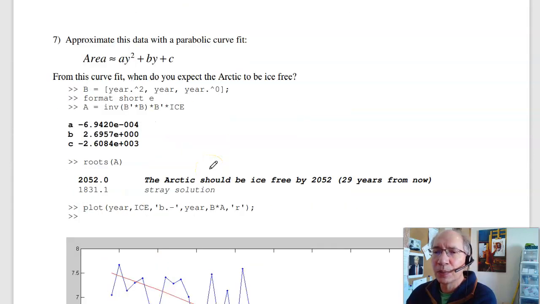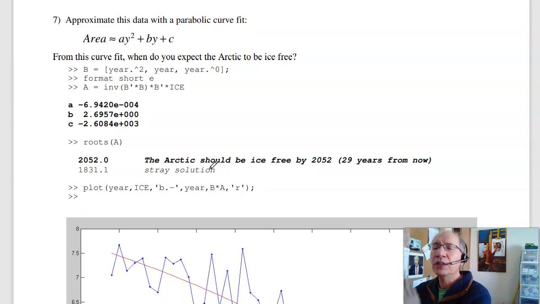Let's do a parabolic curve fit. Again, what a linear curve fit says is I'm assuming the ice melt is at a constant rate. A parabolic curve fit says that the ice is melting at an increasing rate. And that kind of makes sense because as ice melts, you expose more water. More water absorbs more sunlight, melts the ice even faster. So that's kind of a positive feedback loop. That'd be modeled better by a parabolic curve fit.